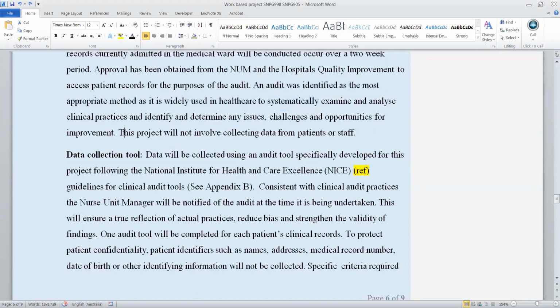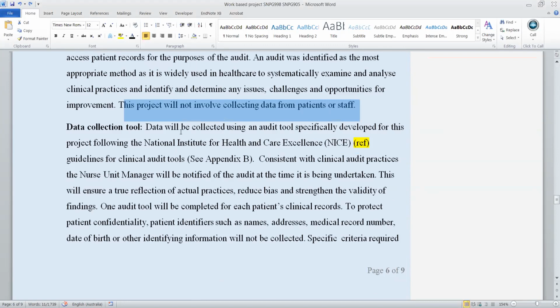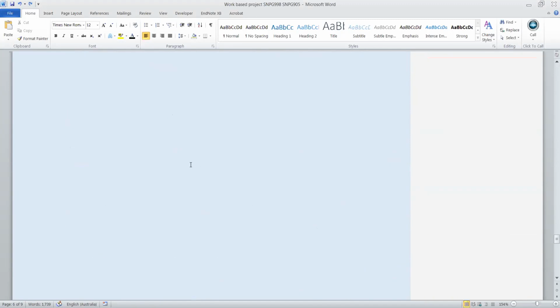And this project will not involve collecting data from patients or staff. It's a very important point. Data will be collected using an audit tool, specifically developed for this project, using the National Institute for Health and Clinical and Care Excellence, or NICE, guidelines. A reference needs to be put there, and the tool attached as an appendix.